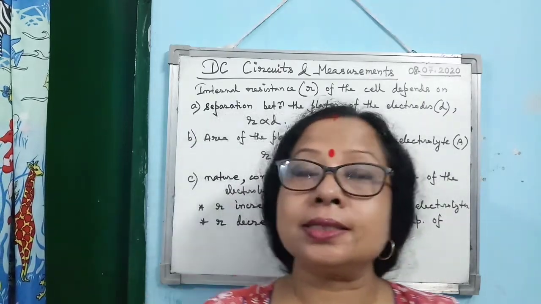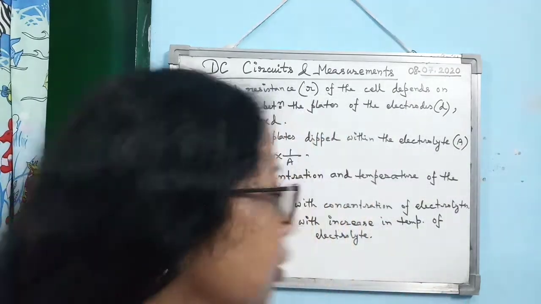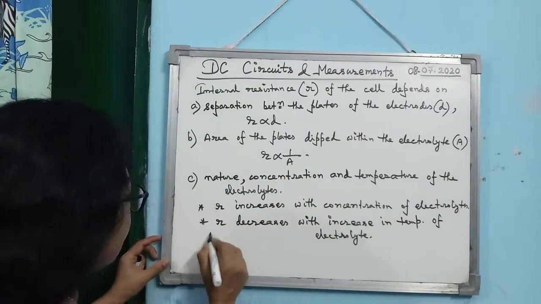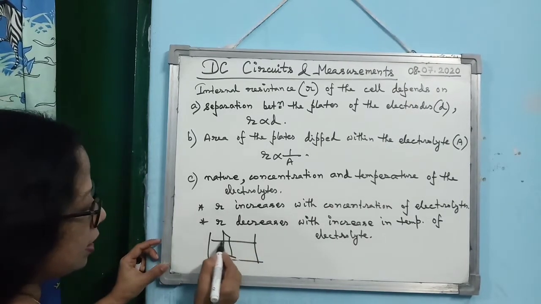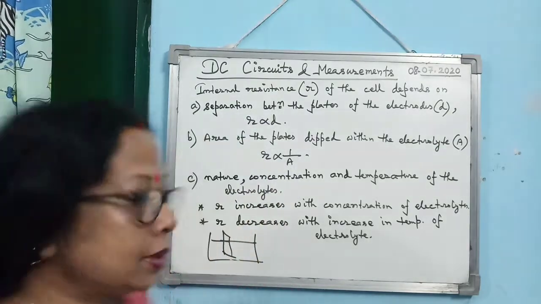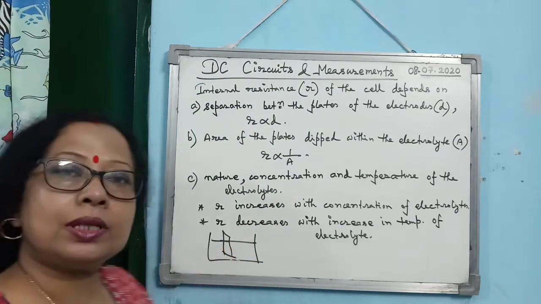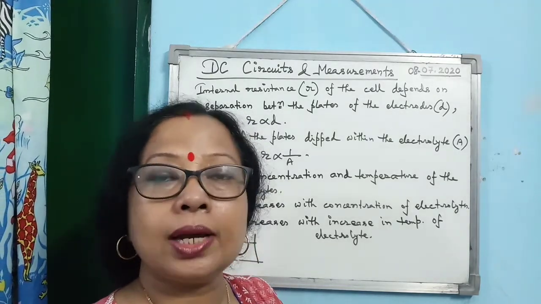The next one is, it depends on the area of the plate dipped within the electrolyte. Now here just try to understand it. You don't have to consider the area which is not dipped within the electrolyte. Why? Because the area which is dipped within the electrolyte will help in producing the ions of the electrolyte.